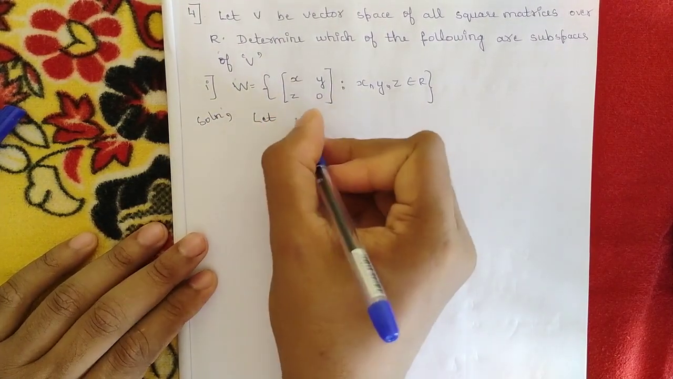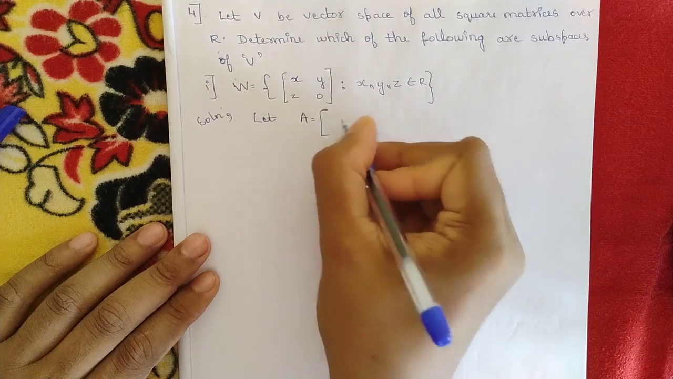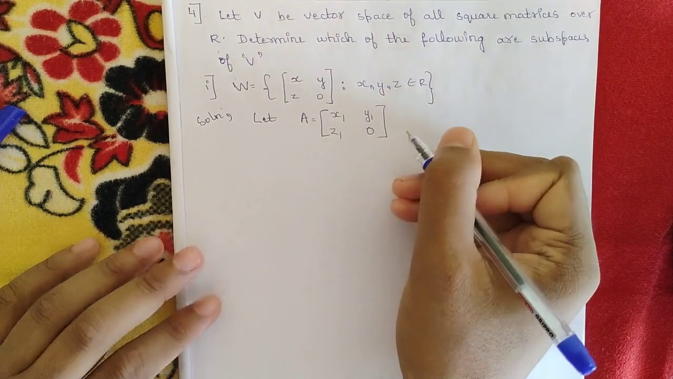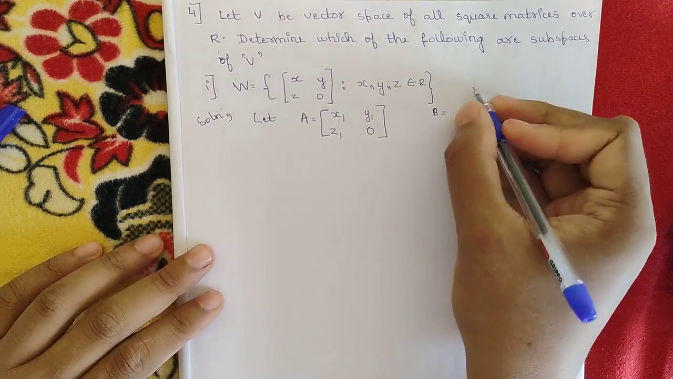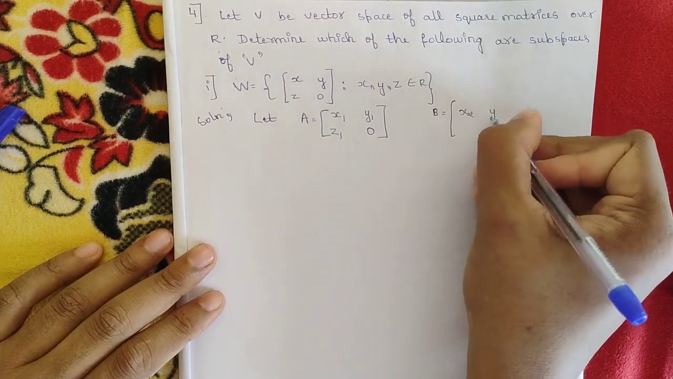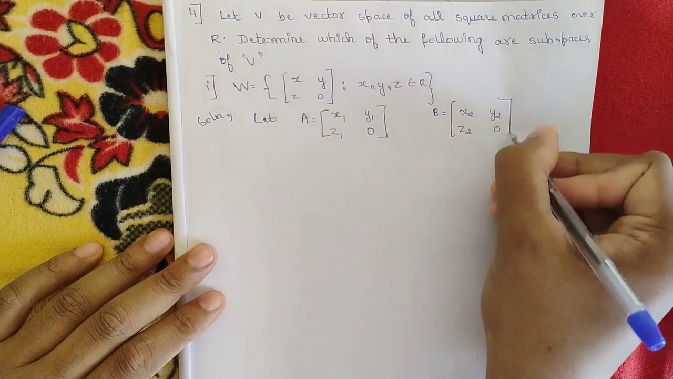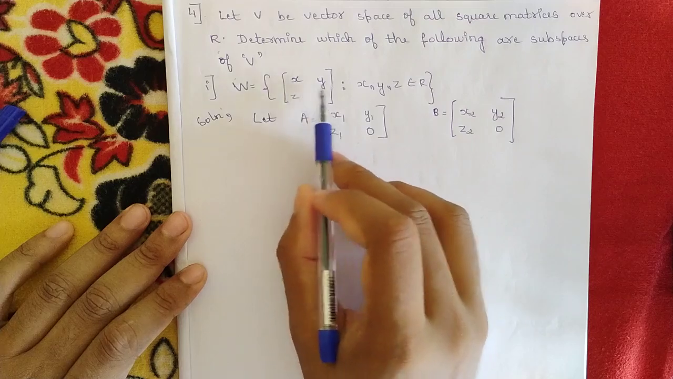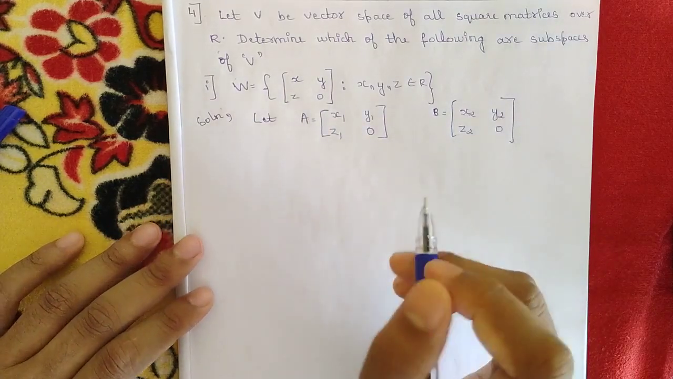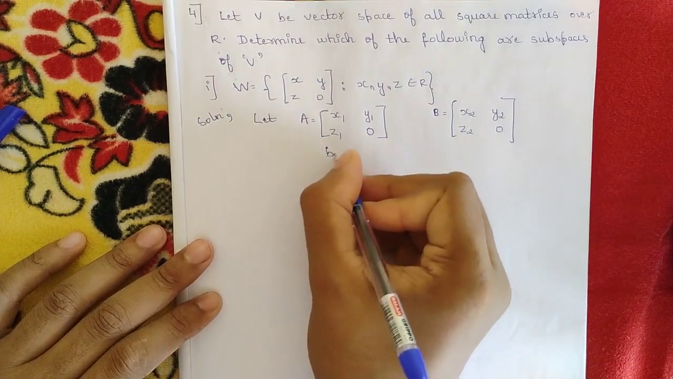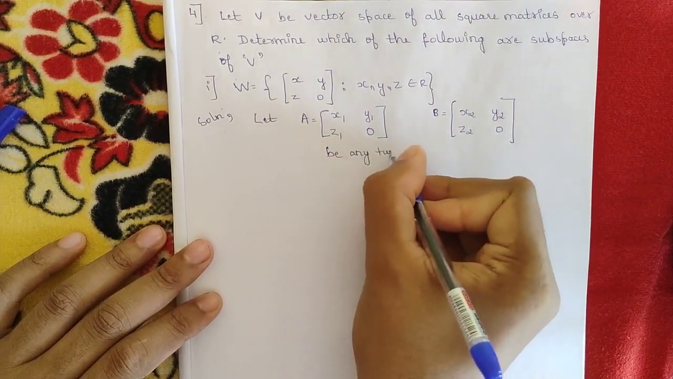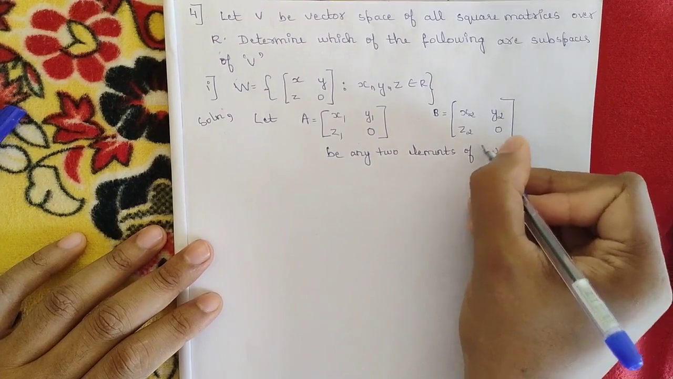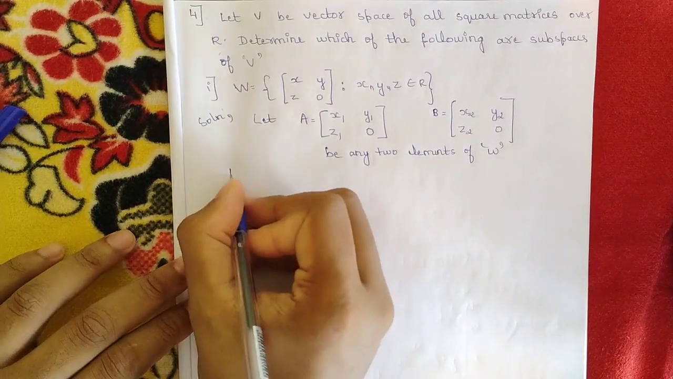First, let us take one matrix A and write it as x1, y1, z1, 0. Then take one more matrix B and write it as x2, y2, z2, 0. Keeping this matrix as reference, substitute the values x1, y1, z1 for the A matrix and x2, y2, z2 respectively for the B matrix. Now let these two be any two elements of the set W.